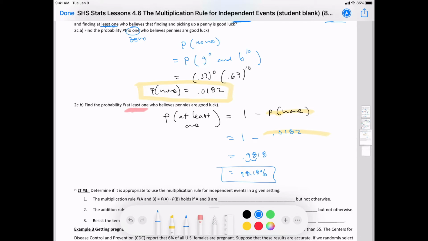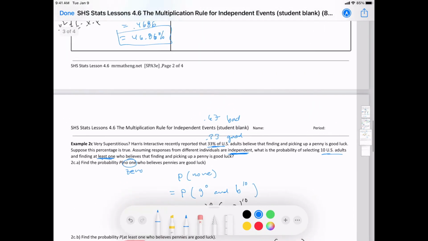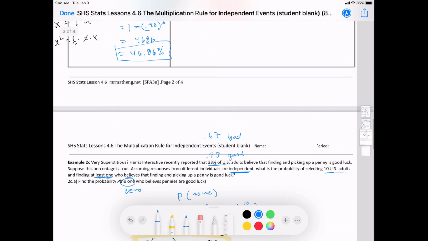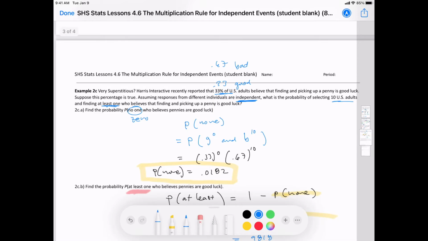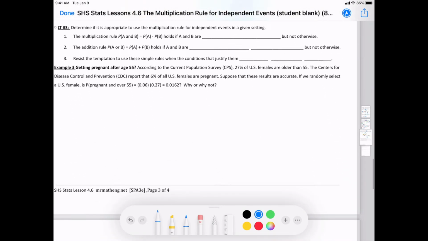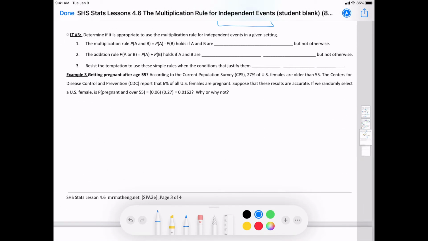Now, that problem would have been really bad if you did that one without the formula. And the reason I was trying to show you guys without the formula is to help you understand what's happening. That's all. All right, let's go ahead and try learning target number 3.